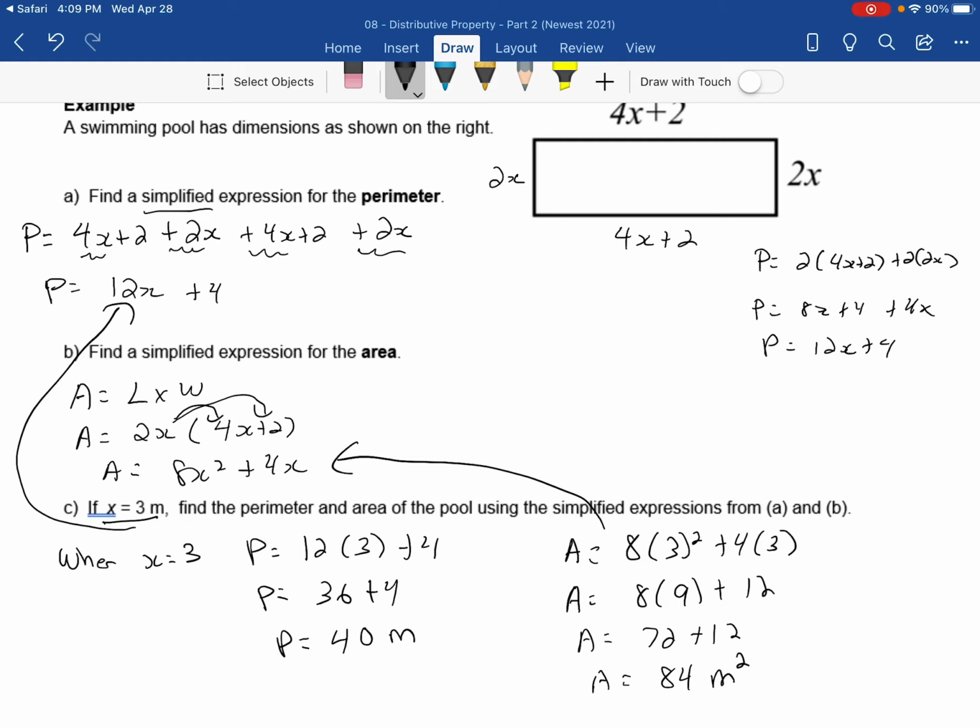Okay, and if you weren't sure and you wanted to check, well, you could put the x equals 3 back here and say, well, this side is 6 then, and this side is 4 times 3 plus 2, which is 14. And then you could find the perimeter and the area that way, but they asked us to use the simplified expressions to get used to doing this algebra for later grades and later problems.